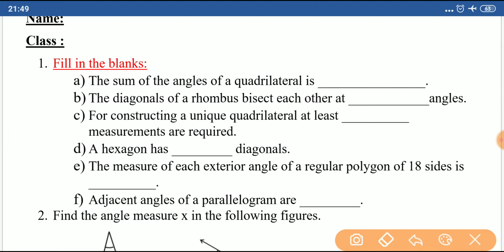The sum of the angles of a quadrilateral is 360 degree. You know it very well. The diagonals of a rhombus bisect each other at right angles, or you can say at 90 degree.